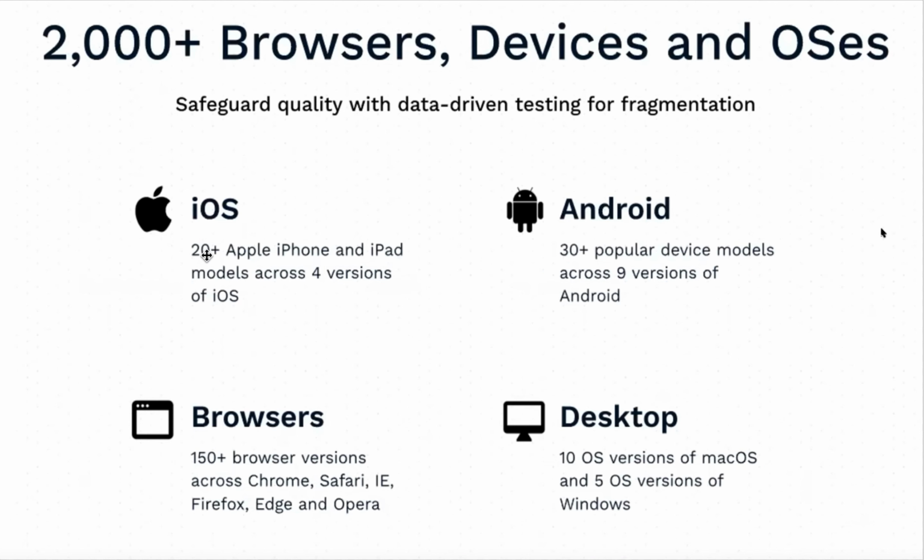Similarly for iOS we have 20 plus Apple iPhone and iPad models across 4 versions of iOS, so that we can access all 4 versions of iOS and 20 plus Apple models like iPhone X, iPhone X Pro, etc. Then we have 150 plus browser versions across Chrome, Safari, Internet Explorer, Firefox, Edge and Opera.